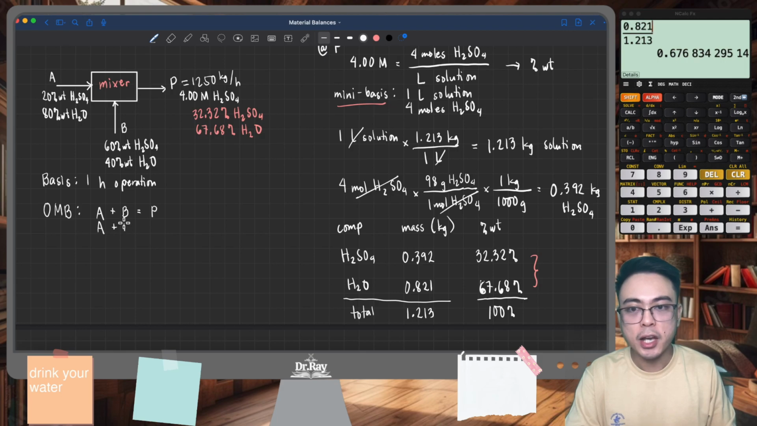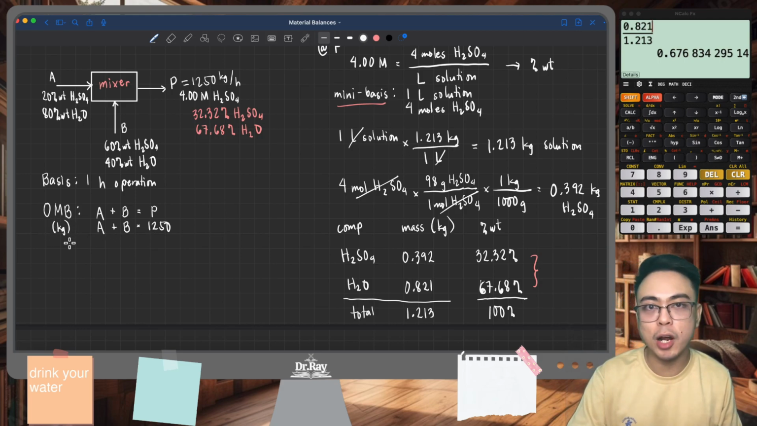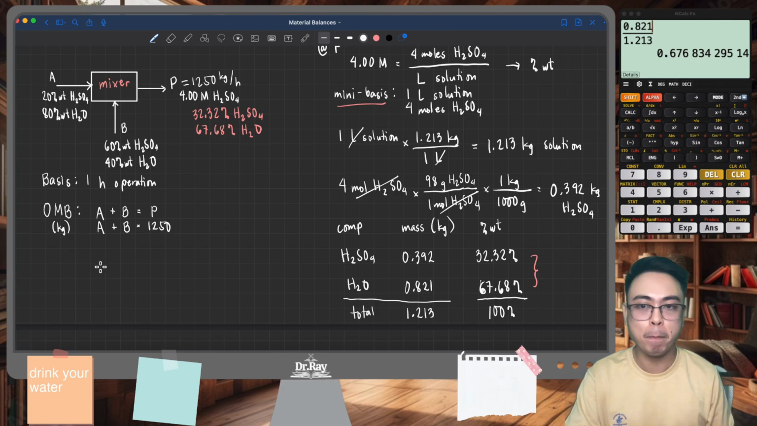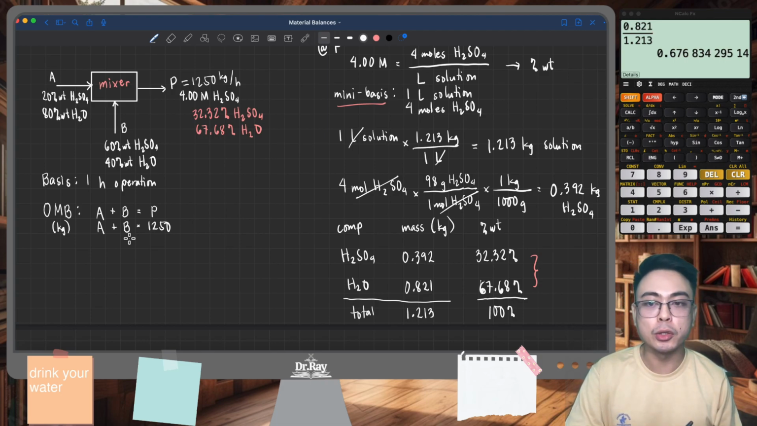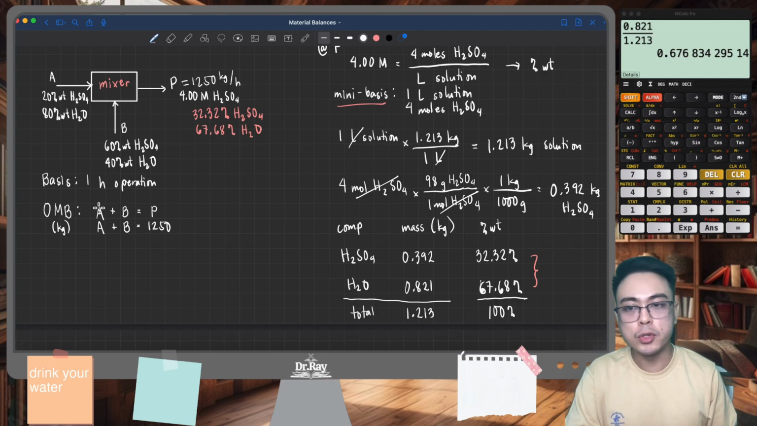It becomes A plus B is equal to 1,250. And do take note that all of the terms in this equation are in kilograms. They are in mass basis. Okay? According to this equation, we have two unknowns. That's A and B. So let's develop another equation to solve the two unknowns. And that would come from a component balance.